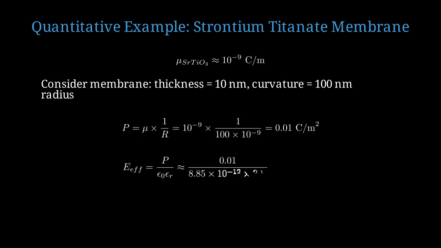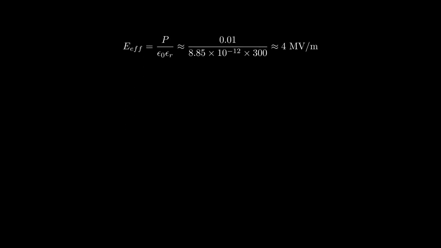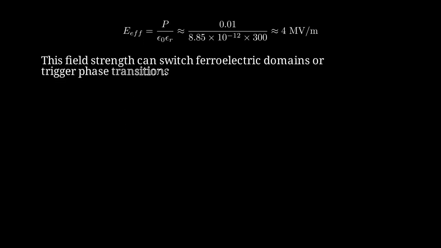The effective electric field is P divided by epsilon naught epsilon r. For strontium titanate with relative permittivity of 300, this gives us approximately 4 megavolts per meter. This enormous field strength is sufficient to switch ferroelectric domains, trigger structural phase transitions, or induce significant electronic property changes.